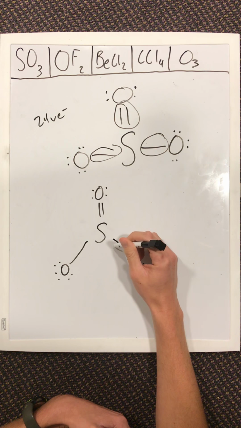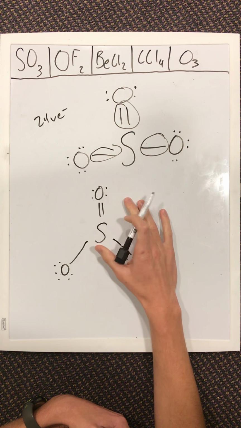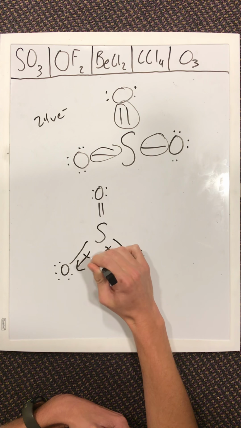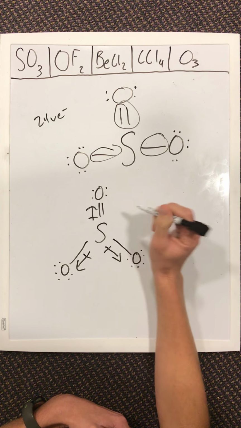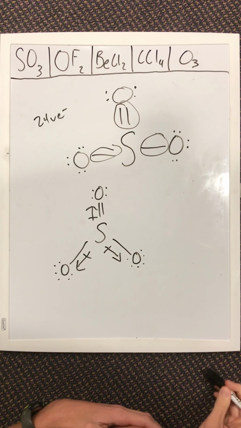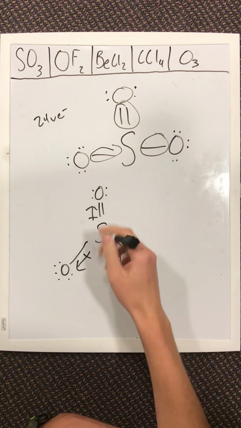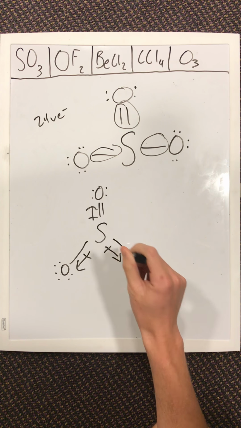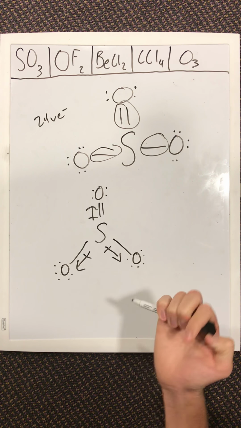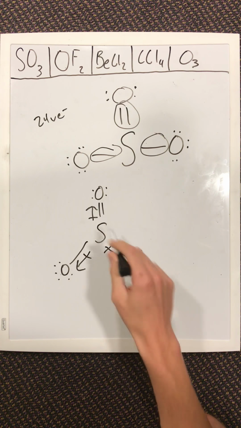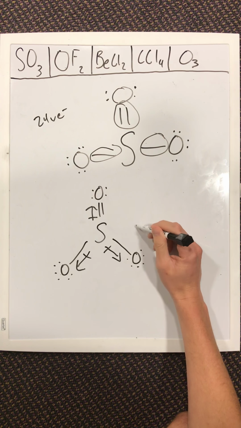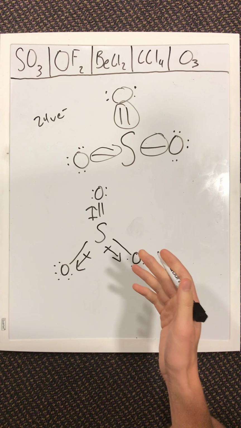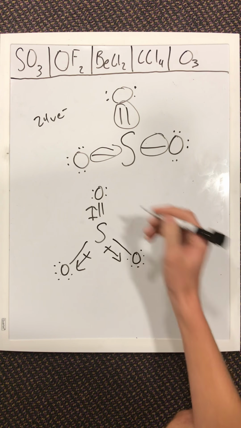So next thing we have to do is draw the dipoles. So O has a greater electronegativity than S. So we're going to draw dipoles towards all of the O's. Now in order to determine net molecular dipole, we have to add up these dipoles together. And since all of the domains around the S are equivalent, they're all going to cancel out. We're going to get a molecular dipole of 0. Therefore, this molecule is going to be nonpolar.